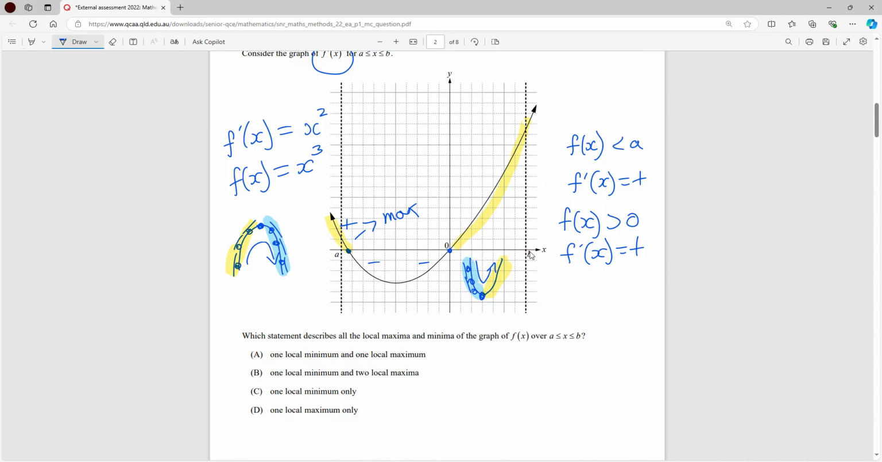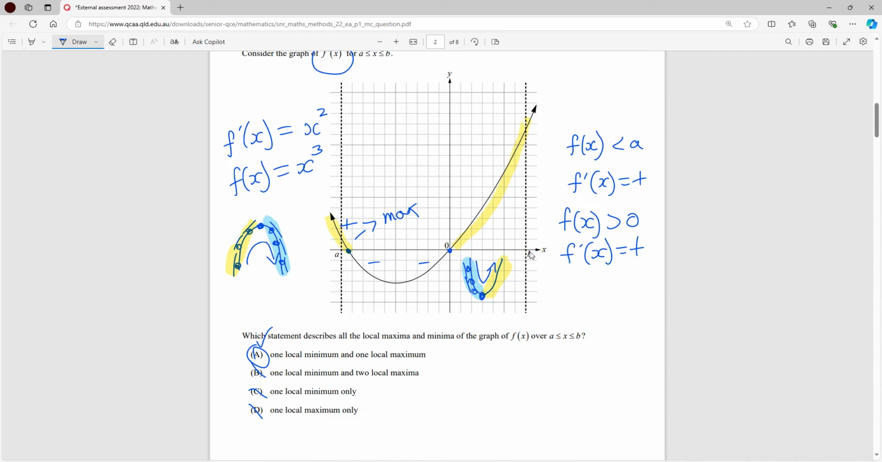Now let's read this statement here. One local minimum, one local maximum. That seems correct. One local minimum and two local maximums. Now, that's not correct. There's no other maximums because here we don't know any other points where the parabola equals 0, and a parabola will only have two solutions. One local minimum only, that's incorrect. So I'd say the answer is A.